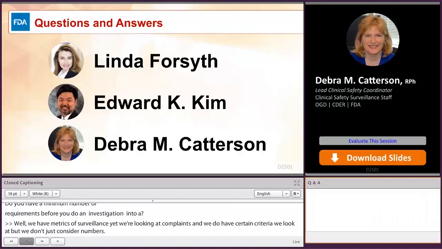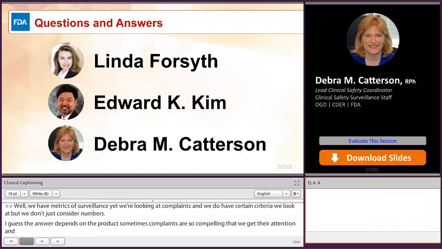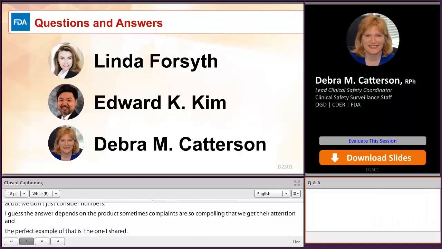The perfect example of that is the one that I shared with the lansoprazole orally disintegrating tablet product. This generic had recently, it was only on the market like 3 months, and we had only gotten 5 complaints initially, 5 MedWatch complaints, which wouldn't necessarily get your attention if it's just 5. However, all of those folks had to go to the emergency room and have their feeding tube surgically replaced because this generic was clogging the feeding tube. That really got our attention because of the severity of it, and we said, we need to really take a look at this quickly and jump on it.